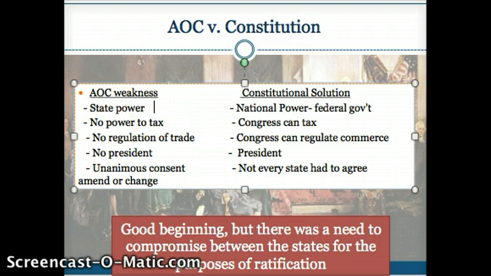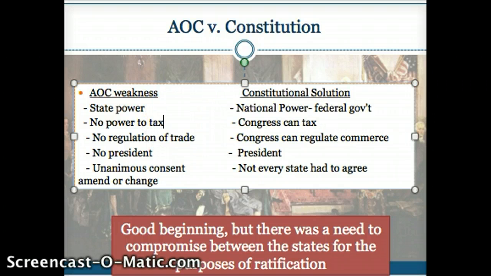So we went from a confederation, state power, to a federal government where there was a national power. This is like going from your parents being gone for the weekend and your siblings and you are doing what you want, but you're not taking care of each other, to your parents coming back. They're the federal government, and somebody is now in charge and taking care of business.